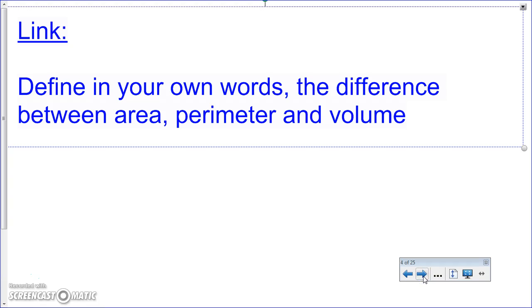And you'll notice up at the top, it asks you to define in your own words the difference between area, perimeter, and volume. So go ahead and pause the video here, write those down, and then when you're ready to continue, hit play.